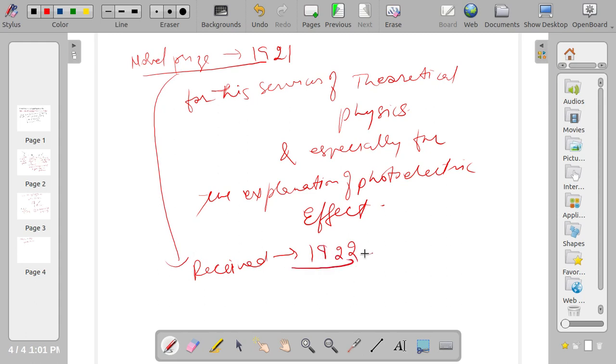So with this, there is the end of the second part, that is the photoelectric effect. And in the third part, I would like to explain the spectrum of the hydrogen atom and how it can be explained by Bohr.